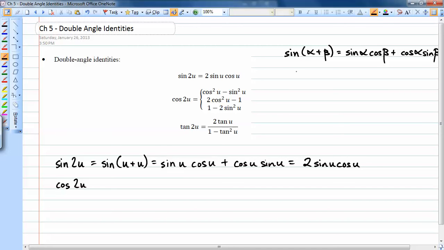The second one, cosine 2u, you could do this two ways. You could approach it by solving... actually, let me not do it that way. That'll take too long. So let's do this. Cosine 2u, let's solve it the same way that we solved the sine one.